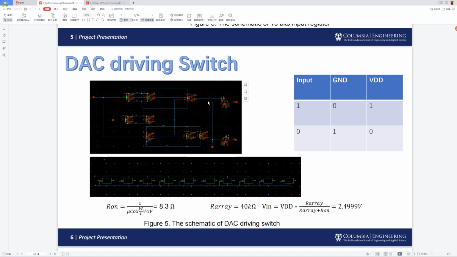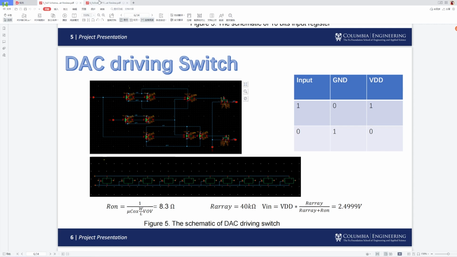And here we adjusted the Ron to be small. You can see it's 0.3 ohm, so that the output voltage here is close to 2.5 volts, so that it won't influence the output voltage we see at the R2R DAC.